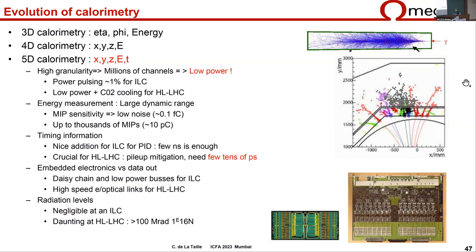And so this is why the question of power dissipation is much more important than it used to be in the past. In the past calorimeter, you had space, cooling was not a problem. You could put pipes, dead material, nobody would care about that. This is unfortunately no longer the case.